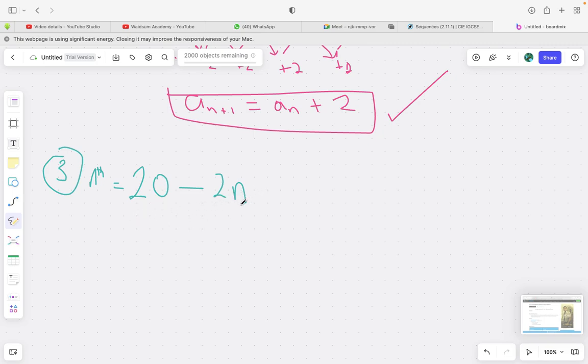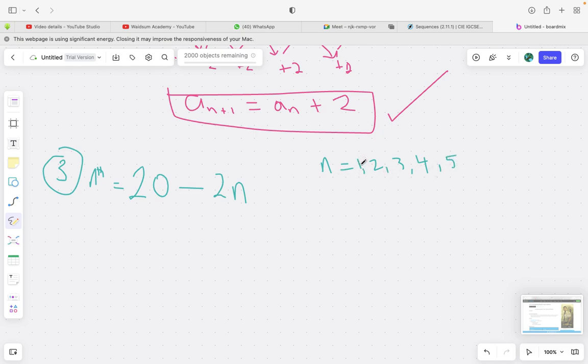We're going to generate the first 5 terms. For the first one, n will be 1. For the second one, n will be 2. So you can define your n to be 1, 2, 3. These are the positions, up to 5. So n is 1, 2, 3, 4, 5.